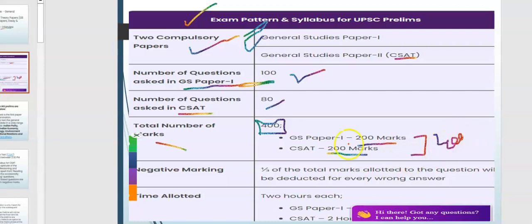I hope it's clear. Then negative marking, 1/3 of the total marks allotted to the question will be deducted for every wrong answer. So you will be having negative marking. Time allotted is 2 hours each. So 2 hours each is the time allotted to each paper. GS Paper 1 and CSAT paper would be having 2 hours, right?